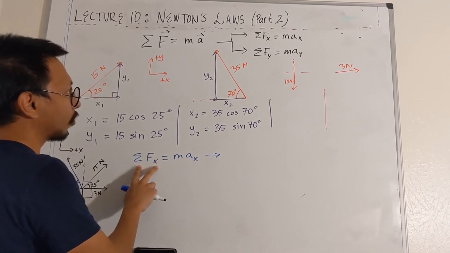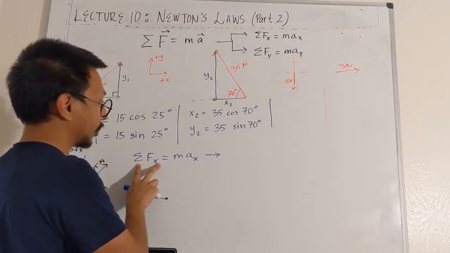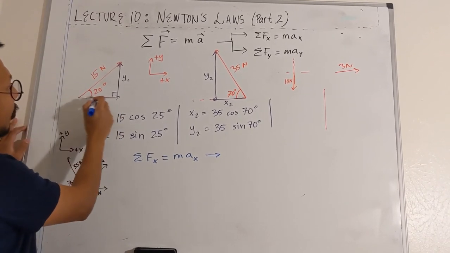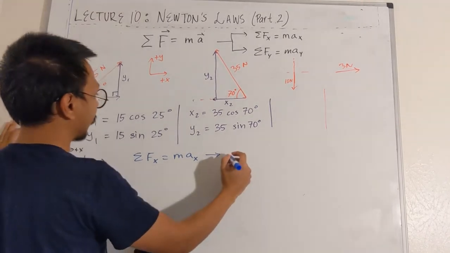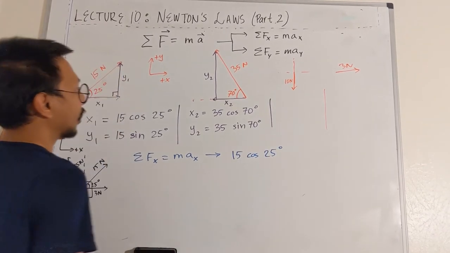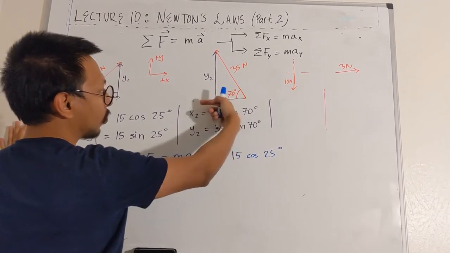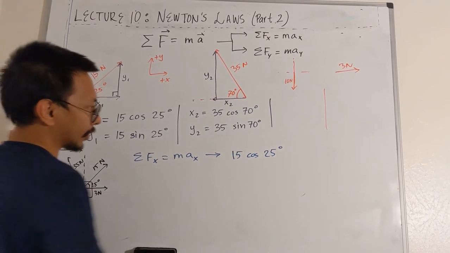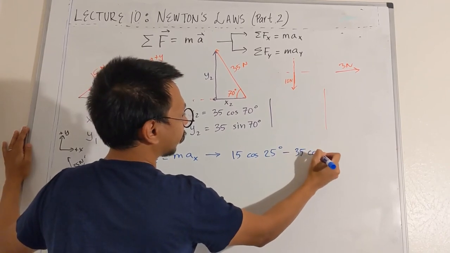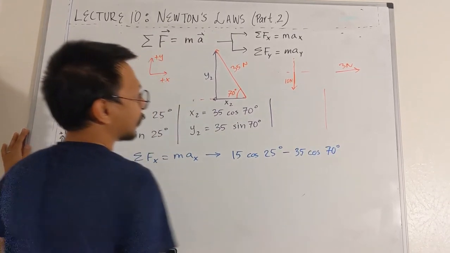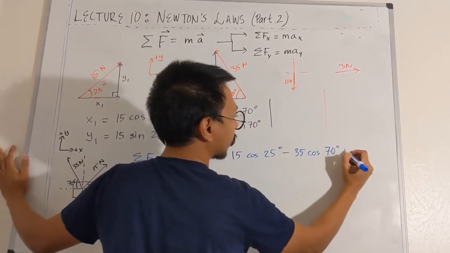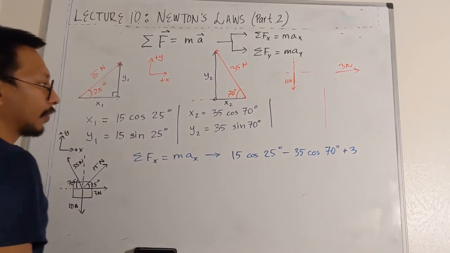So when we sum, we have to remember to consider directions as well, since this is a vector. So x1 was directed along the positive x-axis, hence it is a positive vector. So we have 15 cosine 25. To that we add x2, but x2 was directed in the negative x direction. So we have negative of x2, which is 35 cosine 70. And then we move on to 3 newtons, which is directed in the positive x direction. So we have 3. This is the left hand side of the equation.